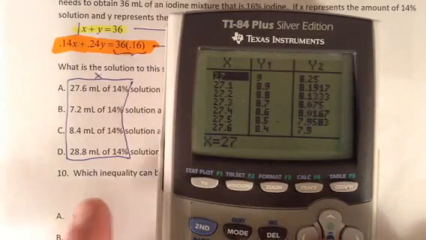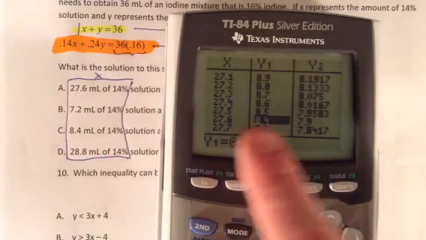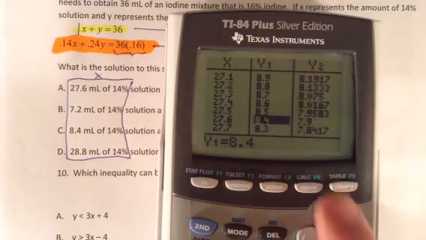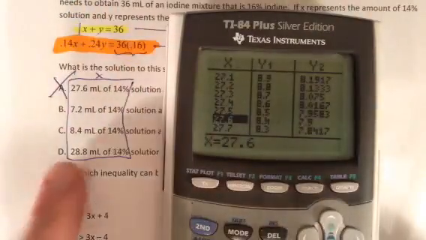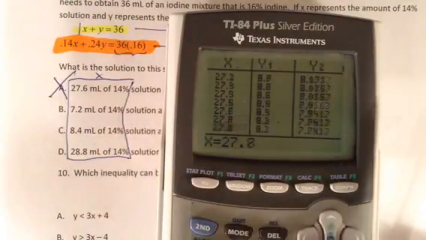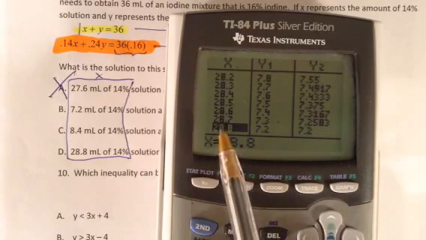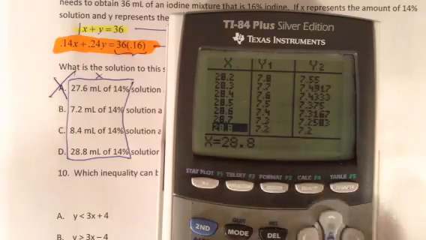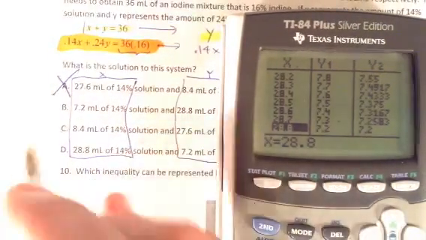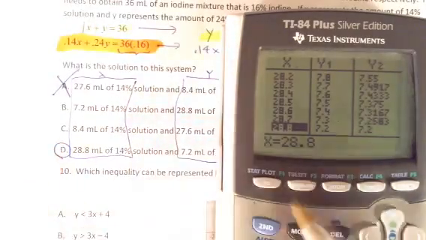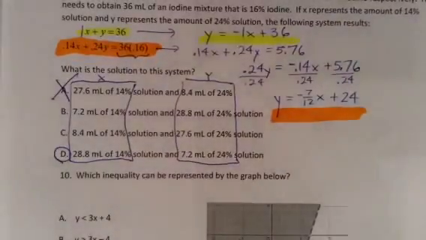As I start looking for this, if I go to 27.6, all right, do I have the same output here? I do not. So it is not A. But I'm close to 28.8. So while I'm in the area, why don't I check that out? 28.8. Hey, Shazam, I got that other part, 7.2. The answer is going to be D. You could also graph this and do your trace feature as well, whatever you want to do. This is how I would do it.